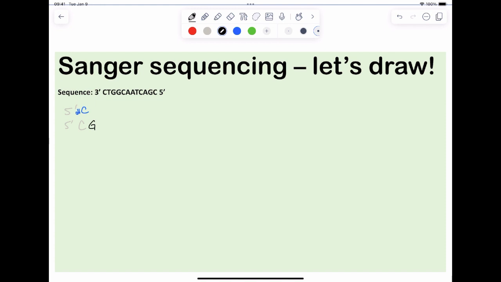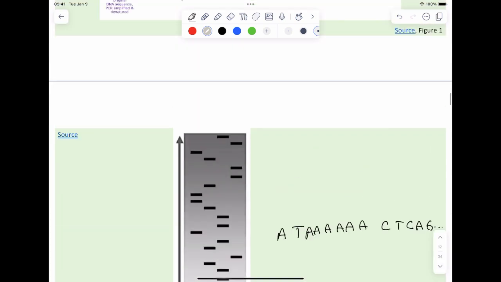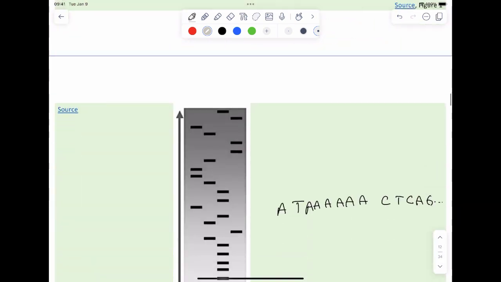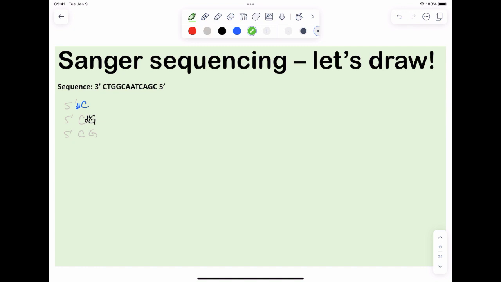So we weren't told that that's the template. If I told you that's the template, then we would go accordingly. But if I'm told that's the sequence, then let's make the sequence. So the next one would be G, and this would be a terminator, so DD. What would come next? C, G, then A. A, I believe, is green. And we would repeat this over and over and over again.